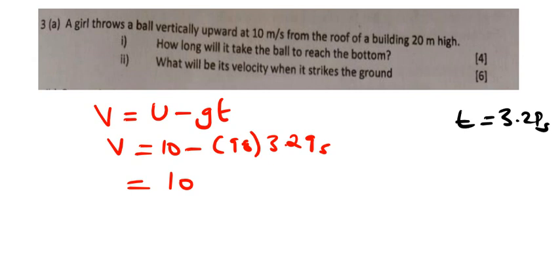No, it's minus, actually this is minus. Let me just do it using my calculator. 10 minus open bracket 9.8 close, multiplied by 3.29 seconds. Okay, I'm finding negative 22.2 meters per second. So basically this is what I'm finding. You can also try these figures. Maybe we might have made a mistake somewhere. So that's how you solve the first question.